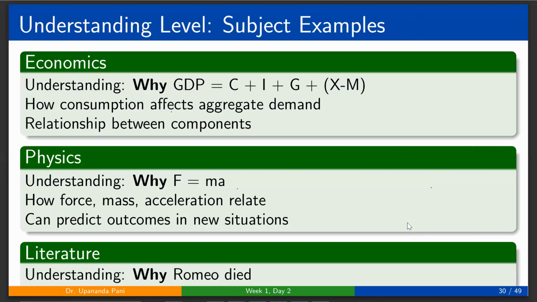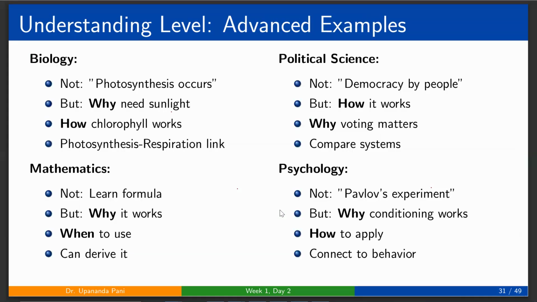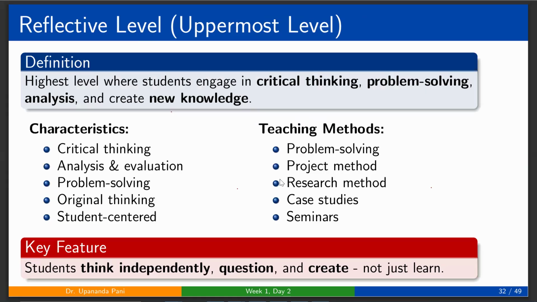So understanding at this level basically involves understanding why GDP is this, how consumption affects aggregate demand, the relationship between components, right? So this is for other disciplines also, it will change accordingly. Now advanced examples are given for other disciplines, so we'll skip this. Now next level is reflective level, right?